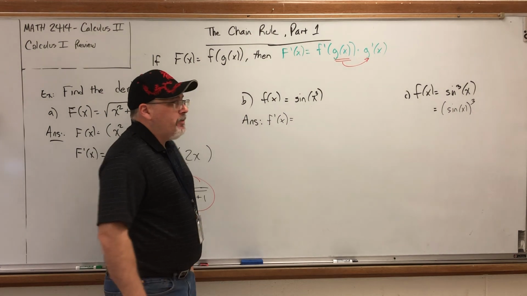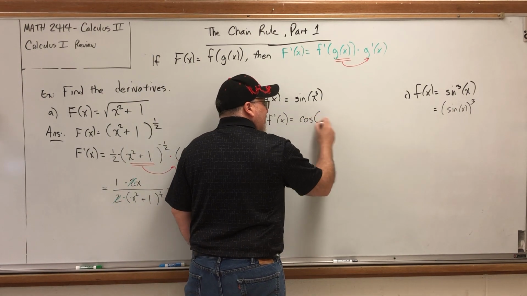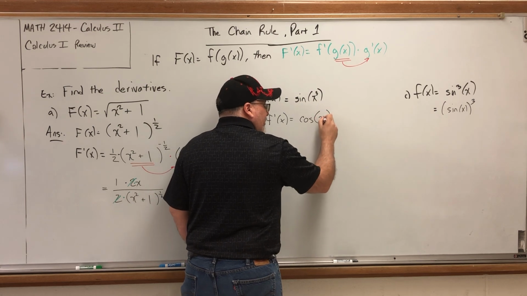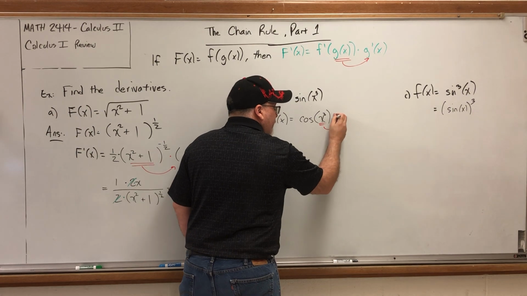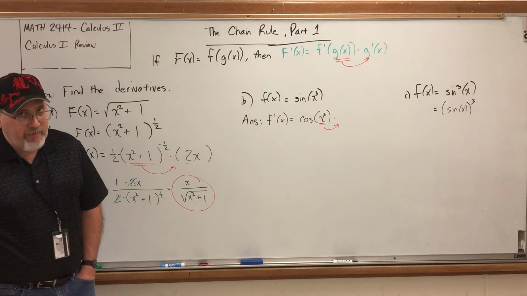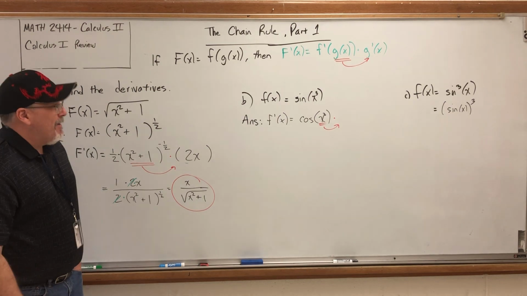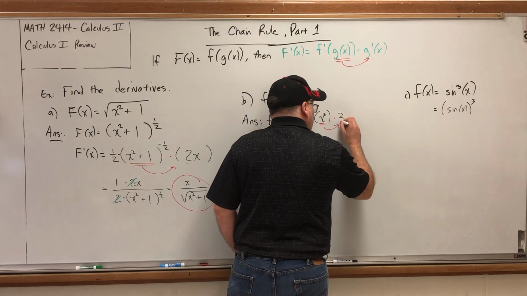What's the derivative of sine? Cosine. Chain rule says derivative of the outside, leave the inside alone, so leave the x cubed alone, then follow it up with the derivative of the inside. Remember, I'm using the double underline and the arrow to say I am now multiplying by the derivative of the inside. I am now finishing the chain rule. The derivative of x cubed is 3x squared.